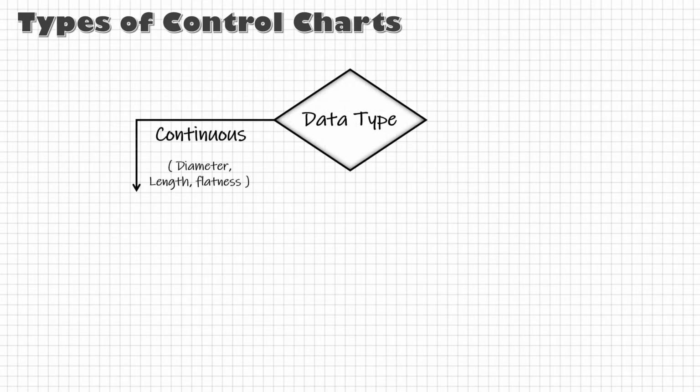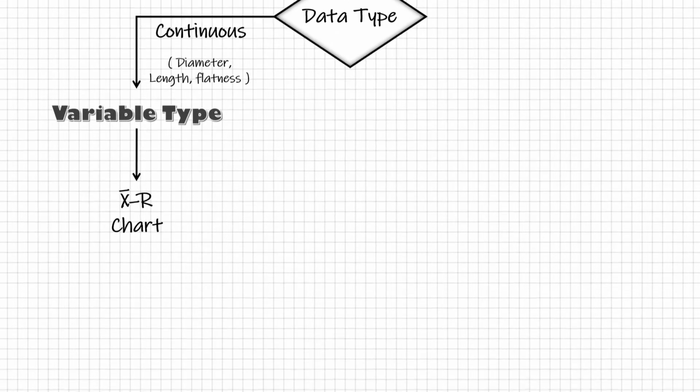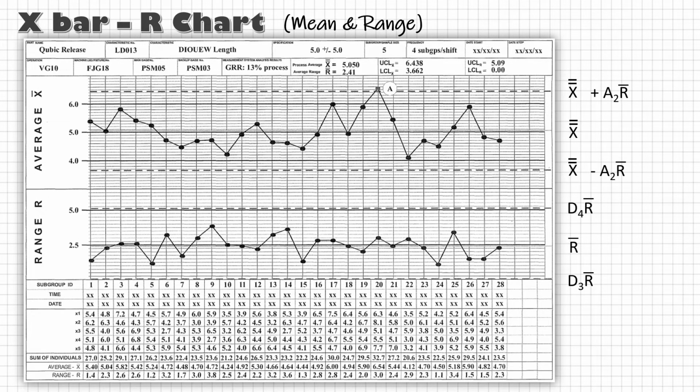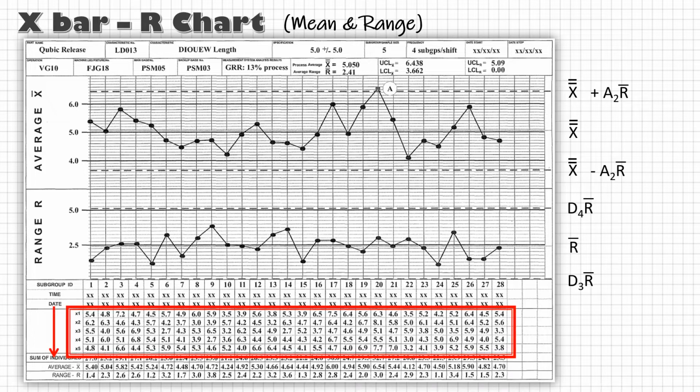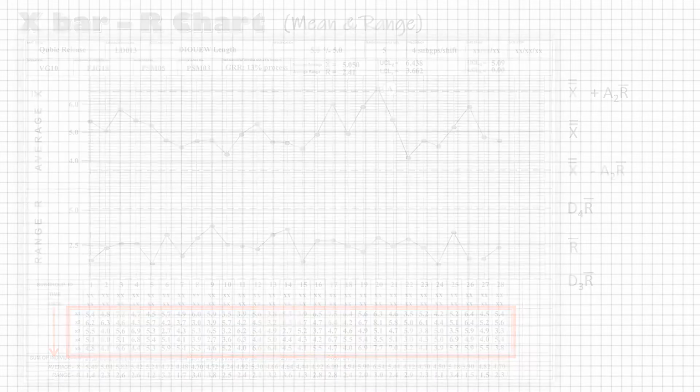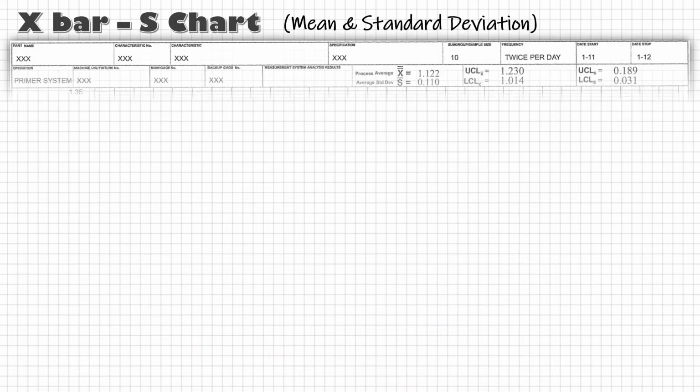The selection of which control chart is to be used depends on the data type. If our data is continuous, we use variable types of control charts, like the X bar R chart. We have seen this in the last lesson. In the X bar R chart, we generally take a subgroup size of 5. But if we can afford to increase our subgroup size to more than 8 or 10, it is better to use X bar S chart.